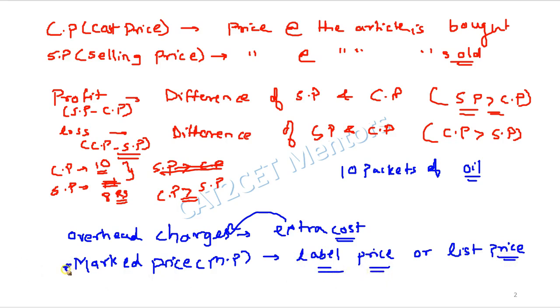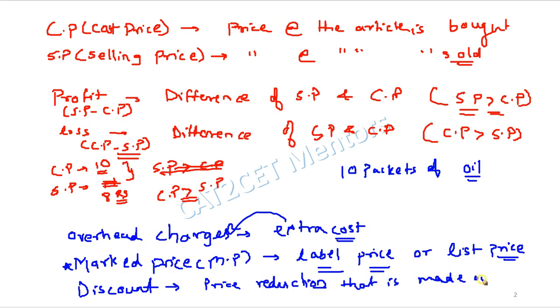Now one thing that you need to remember about marked price is that whenever a discount is given to anyone on any article. Let us discuss what discount is first. All of you must be familiar with this term. Now if I have to define discount, it is the reduction made on the marked price of an article. This is the price reduction that is made on the labeled price.